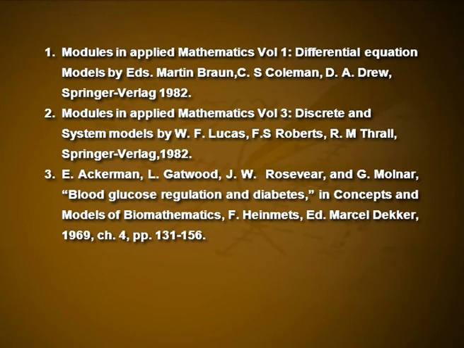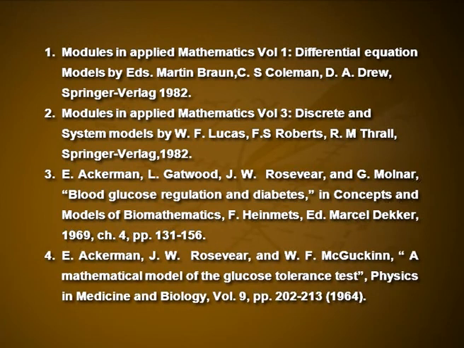Third one, E. Ackerman, L. Gadwood, J.W. Rosevear and G. Molnar, Blood Glucose Regulation and Diabetes in Concepts and Models of Biomathematics, F. Heinmets, Marcel Dekker, 1969, Chapter 4, pages 131 to 156. And fourth one, E. Ackerman, J.W. Rosevear and W.F. McGuckin, A Mathematical Model of the Glucose Tolerance Test in Physics in Medicine and Biology, Volume 9, pages 202 to 213, 1964.